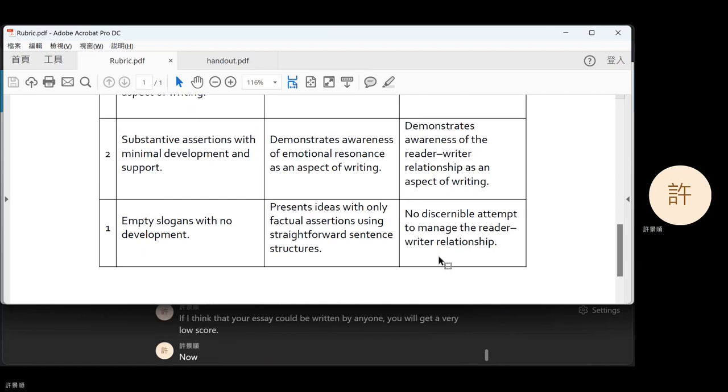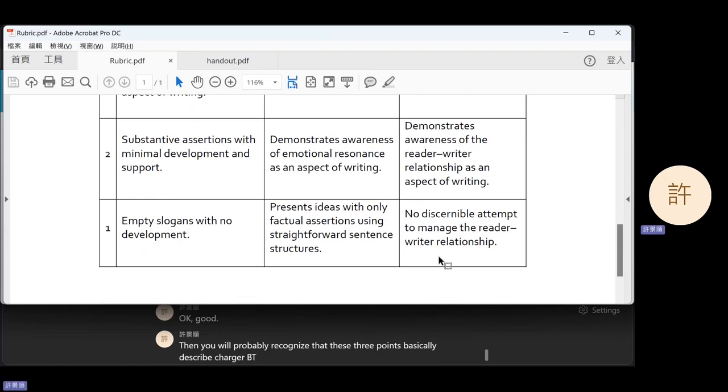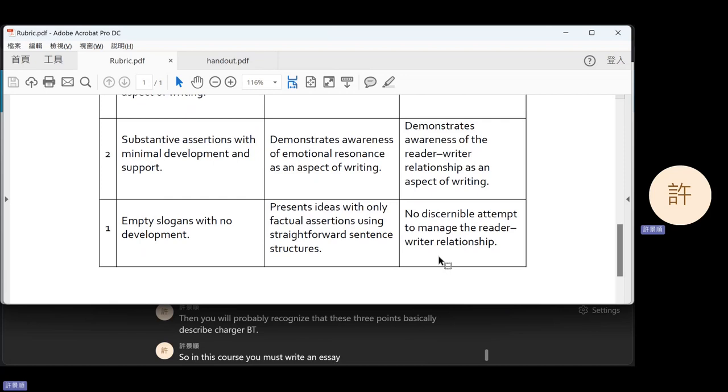Now, raise your hand if you have used ChatGPT before. Okay, good. Then you will probably recognize that these three points basically describe ChatGPT. So in this course, you must write an essay better than ChatGPT can do.